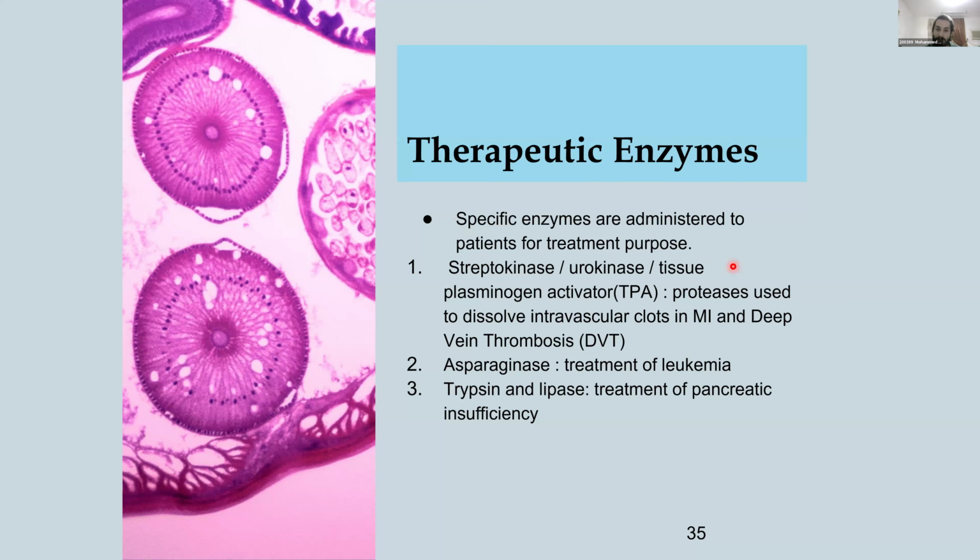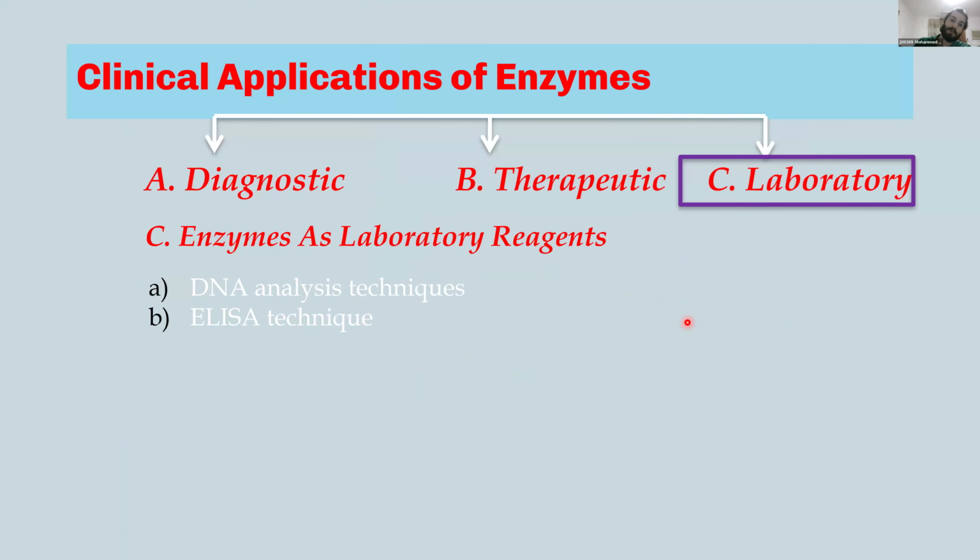So you have a couple of examples here: tissue plasminogen activator (TPA), urokinase, streptokinase. All of these are enzymes given just to dissolve clots, whether in the leg or in the heart. So these are examples of therapeutic enzymes.